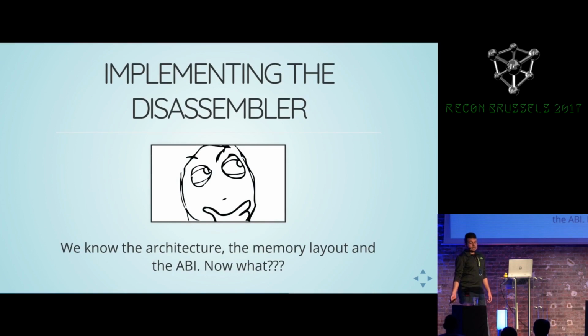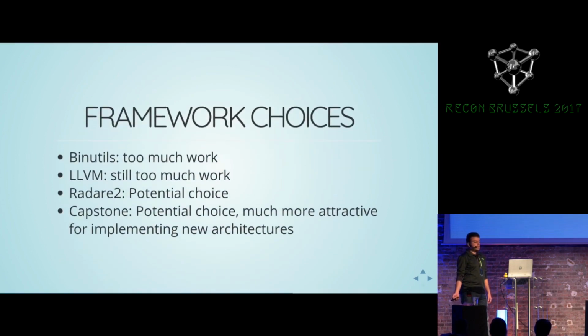So we know the architecture, we know the memory layout, we know the API. Now what? We have some framework choices. You could use binutils or LLVM, but this is too much work. You can use R2, which is a potential choice, but I found it much more attractive to implement the new architecture in Capstone.